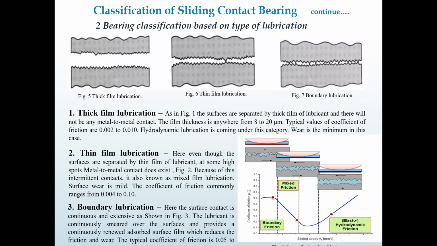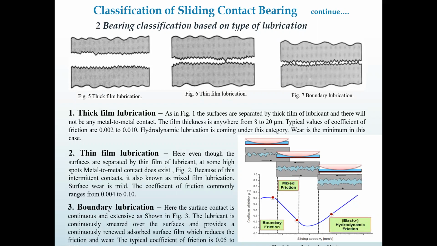Next, the classification is based on the type of lubrication. There are 3 types of lubrication which we normally use: thick film lubrication, thin film lubrication, and boundary lubrication. In figure number 5, which by mistake is noted as figure number 1, the surface is separated by a thick film of lubricant and there will be no metal to metal contact. The thick film is about 8 to 20 micrometers.